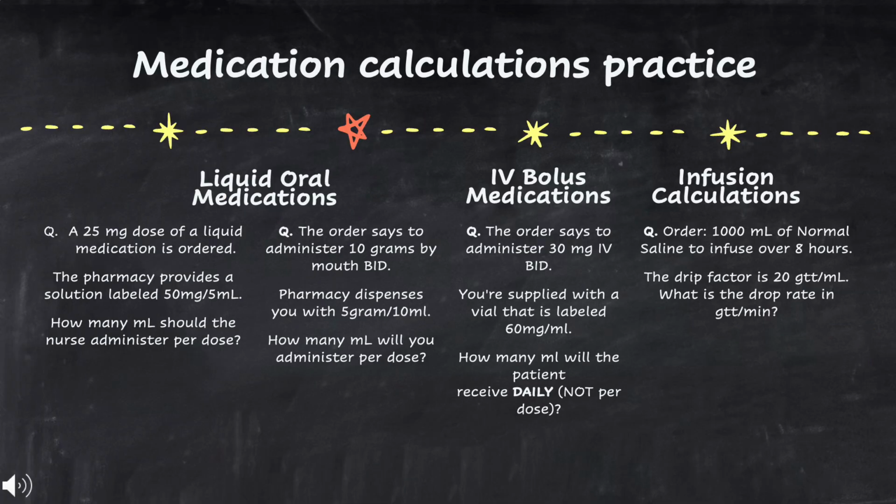This slide gives you quick practice with different types of medication calculations, liquid oral doses, IV bolus dosing, and infusion drip rates. Take a moment to read each question and work through the math on your own. These examples help you strengthen accuracy and confidence in calculating safe medication doses.